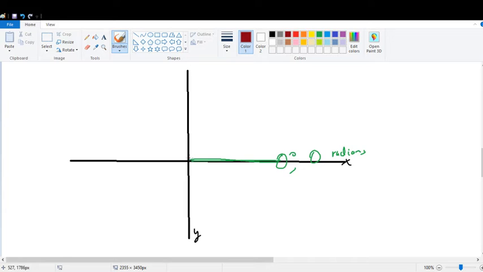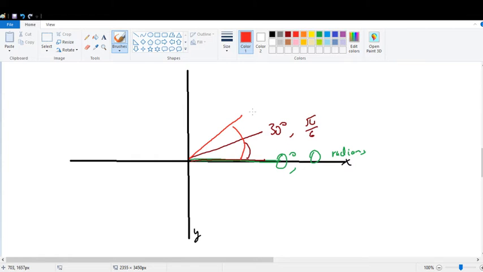But let's say now that I have another angle. Let's say I have 30 degrees. This is 30. 30 degrees, if I multiply times pi over 180, I get pi over 6 radians.